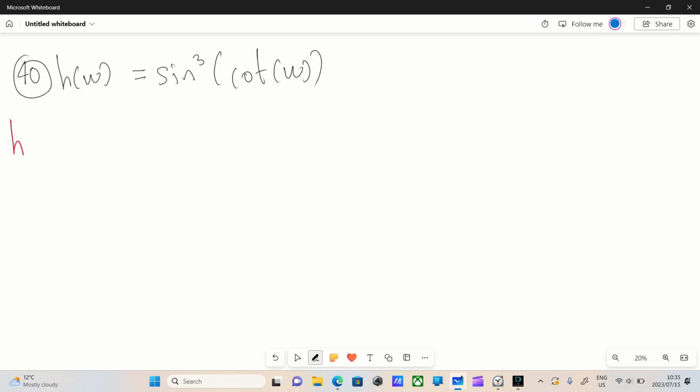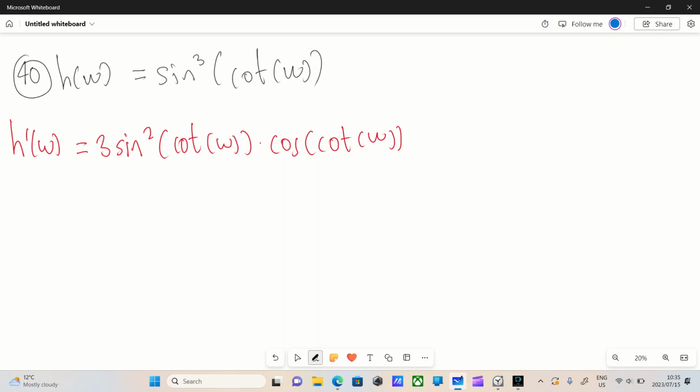Okay, so the derivative of h of w is equal to 3 sine squared cot, which I believe is cotangent, I don't really remember the names, of w, multiplied by the derivative of sine, that being cosine of cotangent w, all multiplied by the derivative of cotangent, that being, it's negative something, negative cosecant squared w.